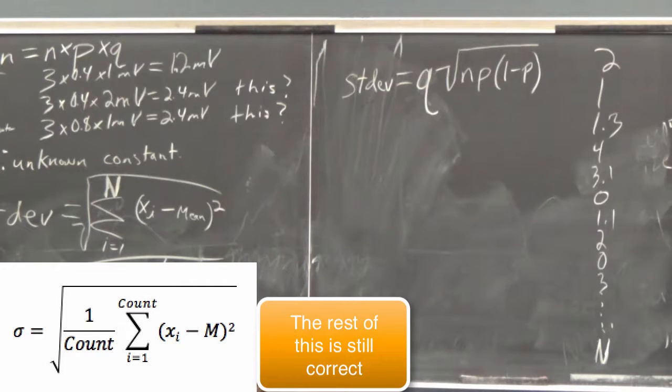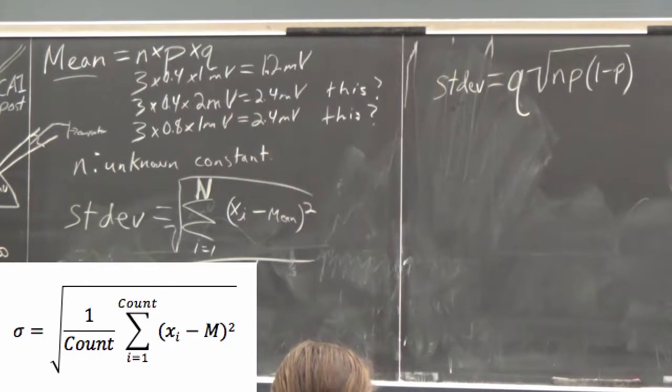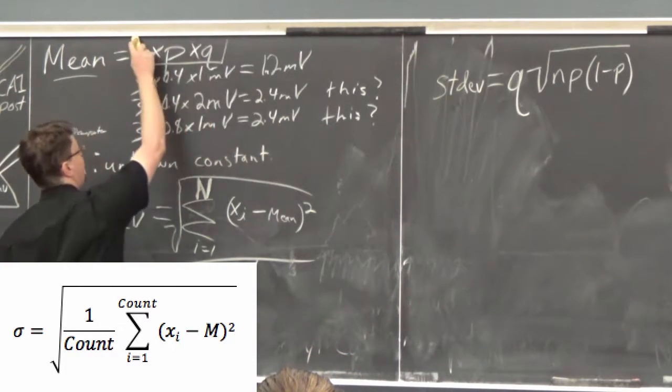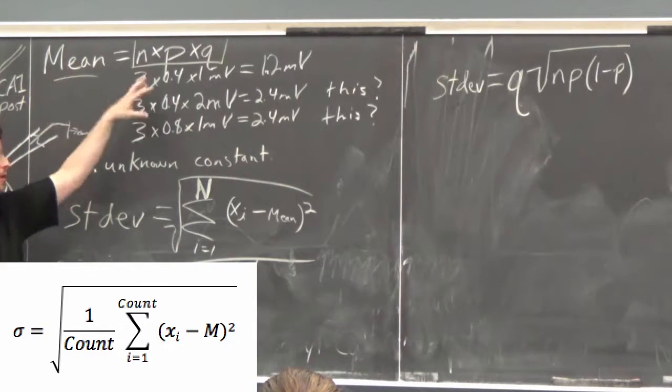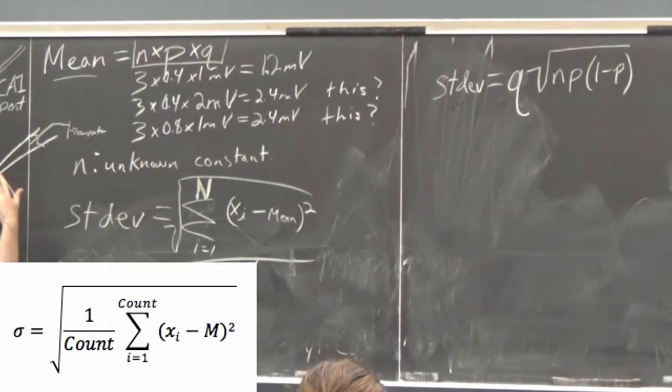So now I've got two different things that I can measure: mean and standard deviation, and each of them has some relationship to these variables that I care about, P and Q. Mean is nicely proportional to, it's just the product of those three things. Standard deviation has got a more complicated formula, but it has a relationship to these variables that I care about. Okay, so what questions do people have about that?